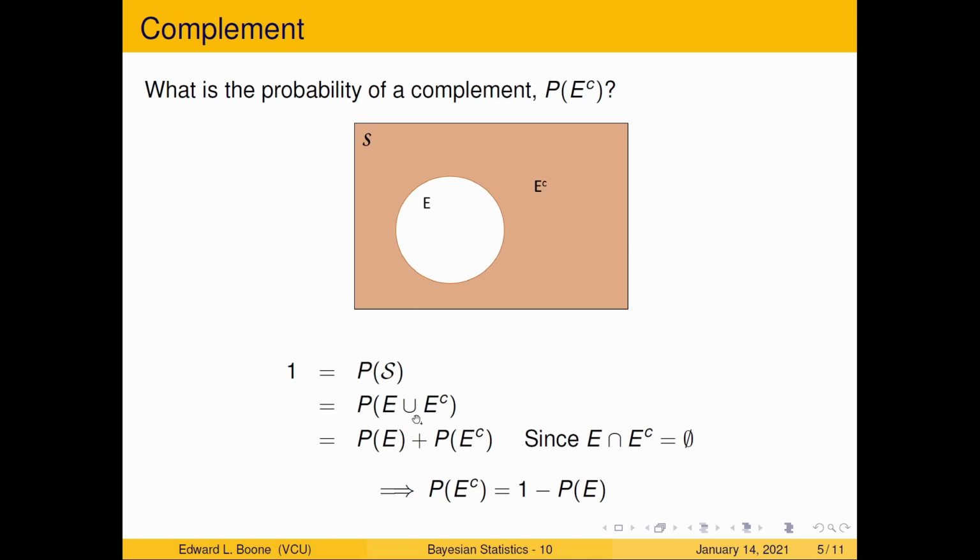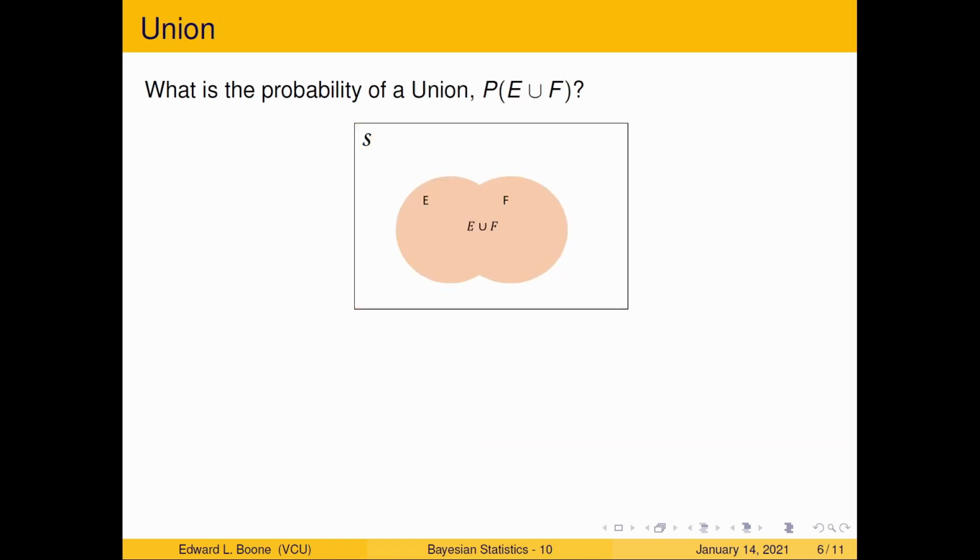We know that E union E complement is equal to S, so we're now using that third rule. And we know that E and E complement do not overlap, right? So that means we can just add those two together. If we add those two together, we can then do a little bit of algebra by moving things around to one side, and you can show that the probability of E complement is 1 minus the probability of E. It's pretty easy. This is the argument for it, versus just saying, here's the rule.